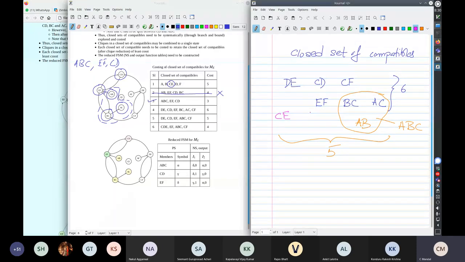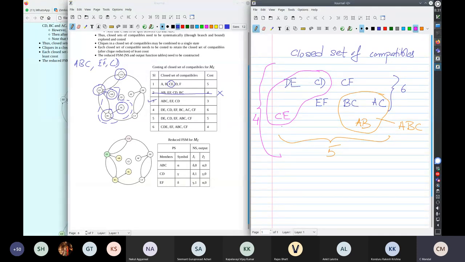you have CD, DE, and CE. So here you have another clique. You can form this. So if you consider CE additionally, along with AB, then the cost comes down to 4. So these are various closed sets of compatibles for the machine ME. Alright, for the machine ME.